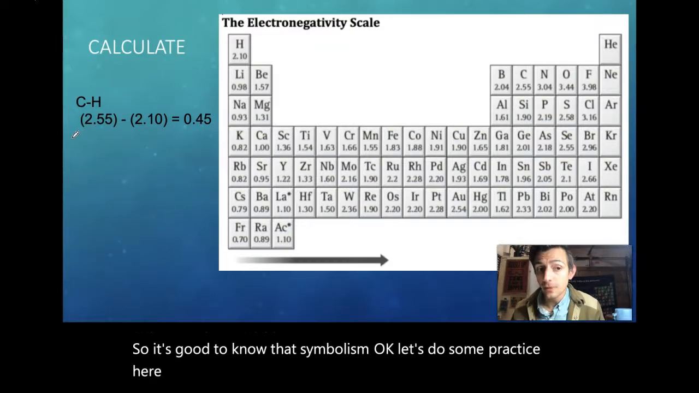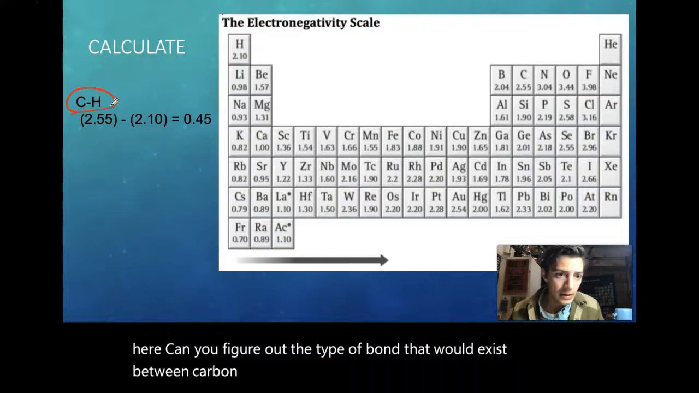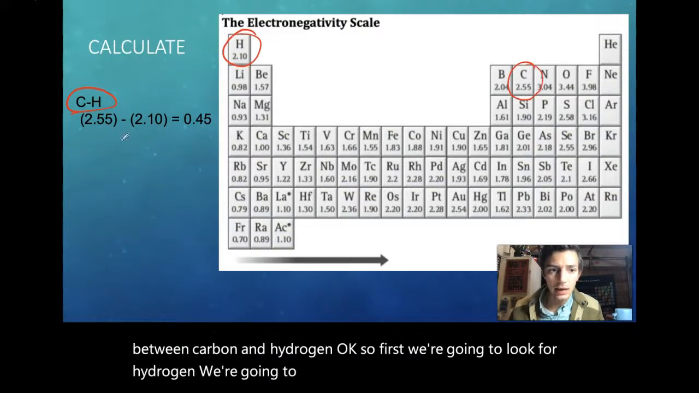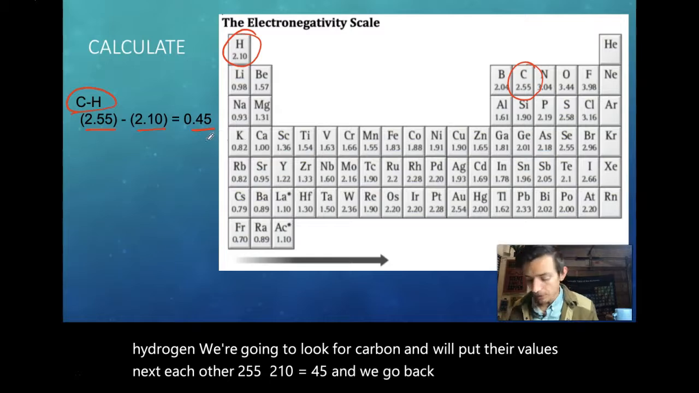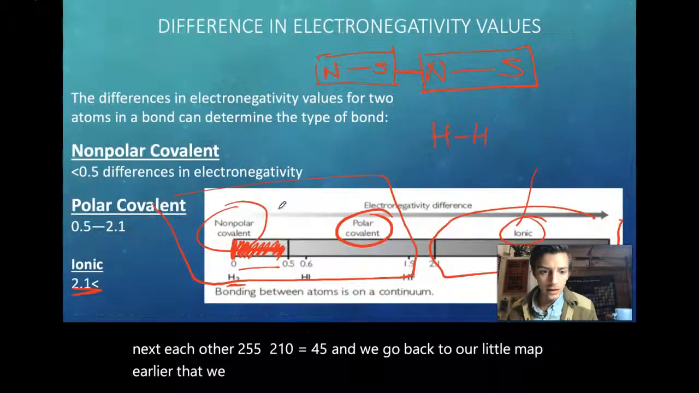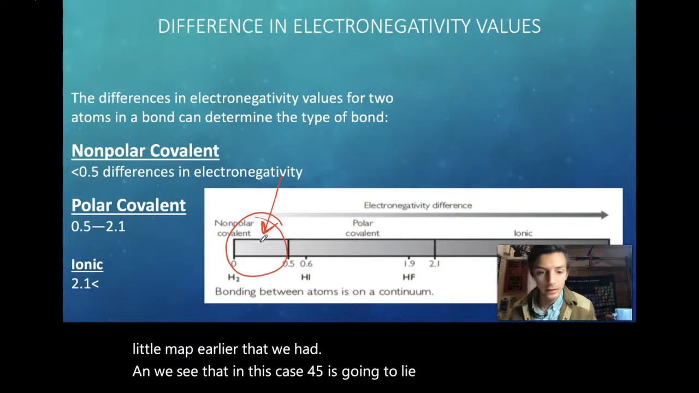Can you figure out the type of bond that would exist between carbon and hydrogen? Okay, so first we're going to look for hydrogen, we're going to look for carbon, and we'll put their values next to each other. 2.55 minus 2.10 equals 0.45. And we go back to our little map that we had earlier, and we see that in this case, 0.45 is going to lie within the nonpolar covalent.